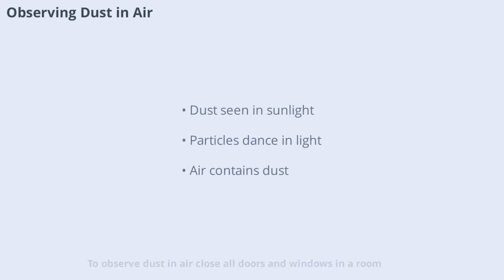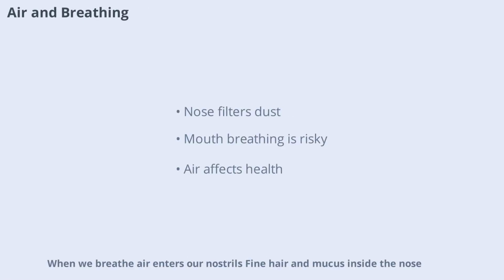To observe dust in air, close all doors and windows in a room and let sunlight enter through a small slit. You'll see tiny shining particles moving in the beam of sunlight. These are dust particles which dance merrily in the light. Similar effects can be seen outdoors, especially in winter when sunlight filters through trees. This simple observation shows that air contains dust particles. When we breathe, air enters our nostrils.